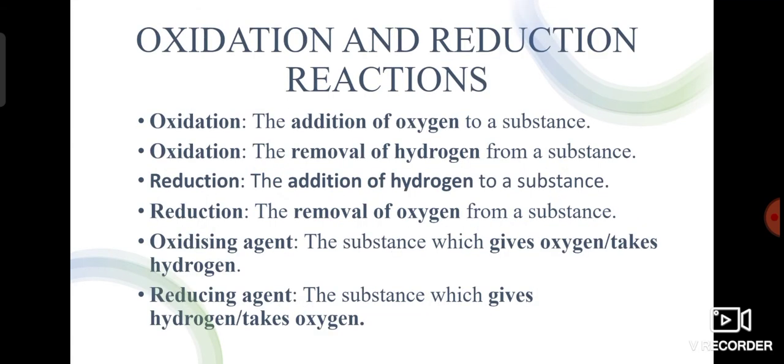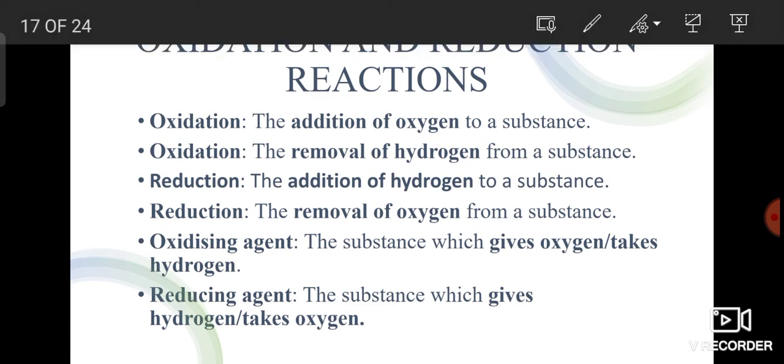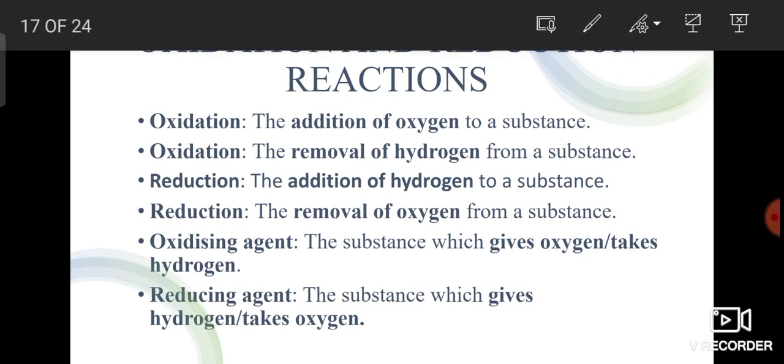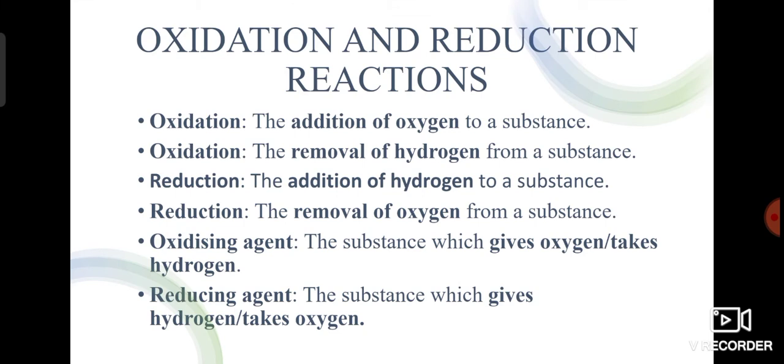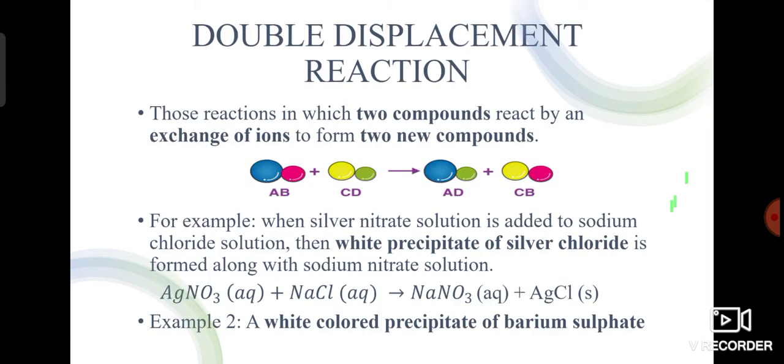Next example is also of a precipitation reaction. In this precipitation reaction, you have got a white colored precipitate. White colored precipitate of silver chloride is formed. So silver chloride is a white colored precipitate, or you can say it is the insoluble mass which is formed as a result of mixing two aqueous solutions.